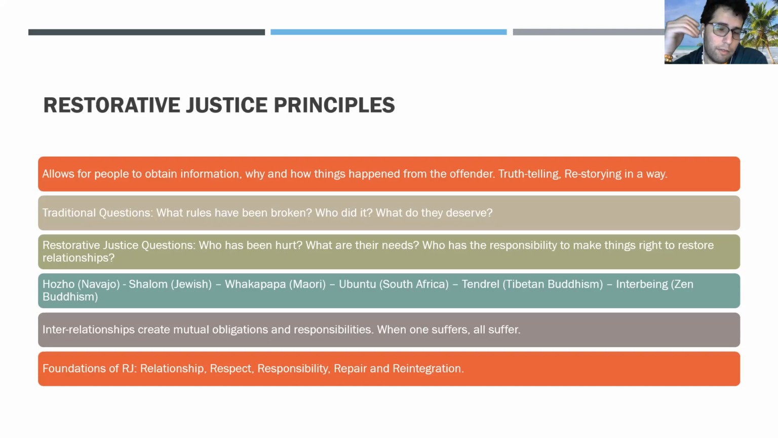Some questions that traditionally people use: what rules have been broken? Who did it? What do they deserve? That's the more typical questions in Eurocentric culture. If you were shifting that to restorative justice, this would be saying, who's been hurt? What are their needs? Who's the responsibility to make things right, to restore relationships within the community?